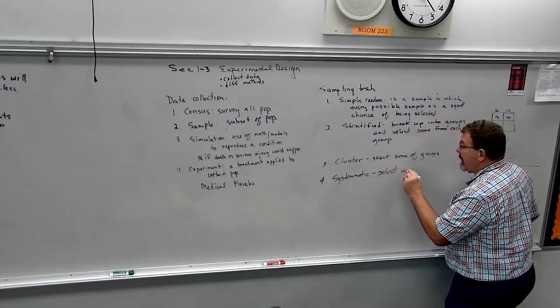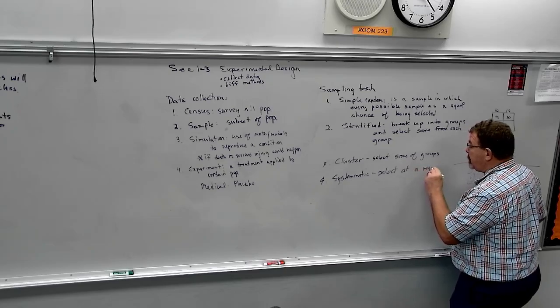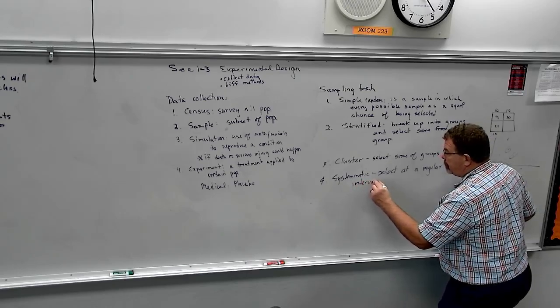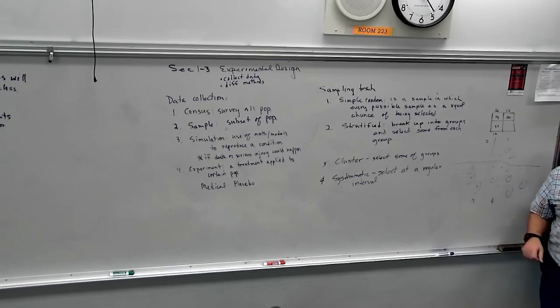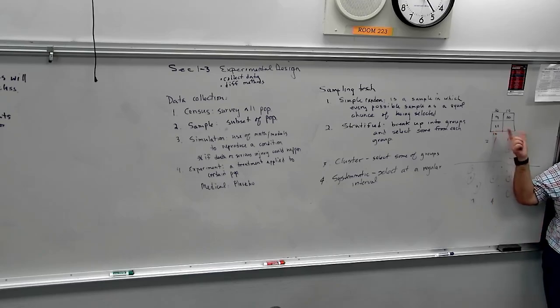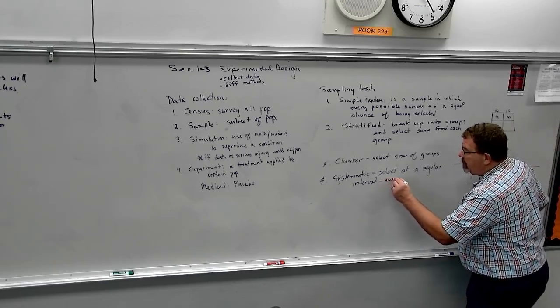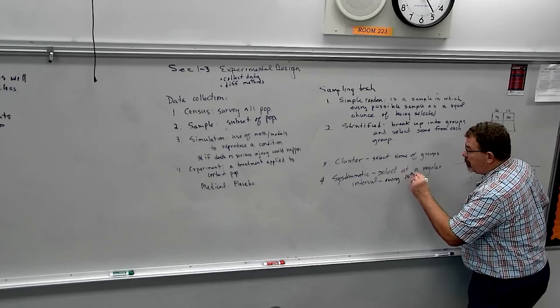Here you just select at a regular interval. So let's say I want to survey Post Falls High School students. I stand at the front door and I survey every 10th person that walks in the door. I just select a number to stick with, every 10th person, and I ask them a question. So this would be like every 10th person.